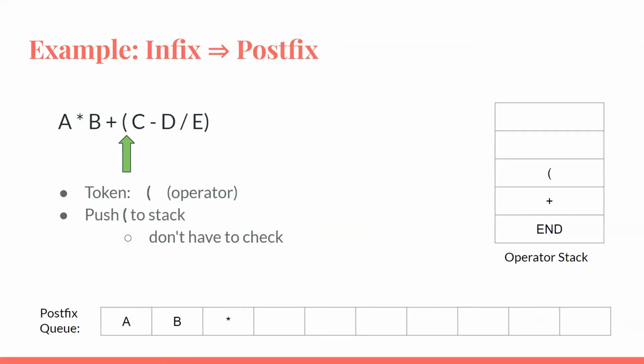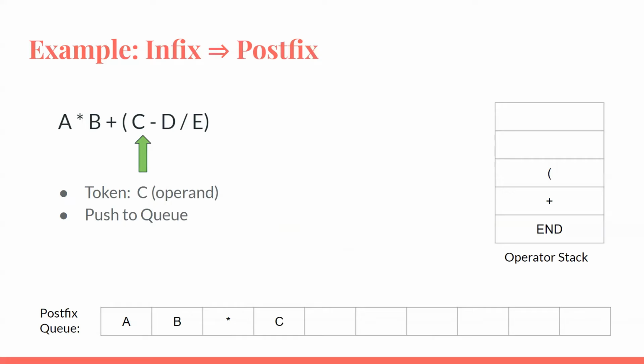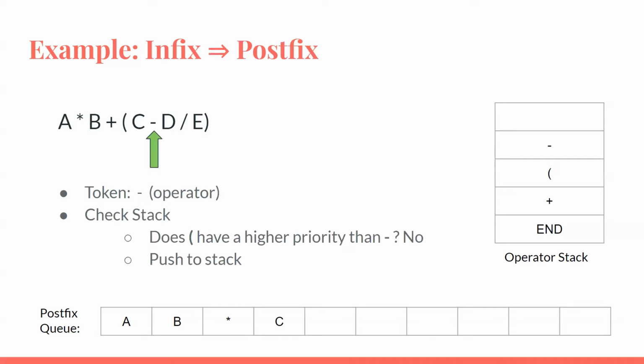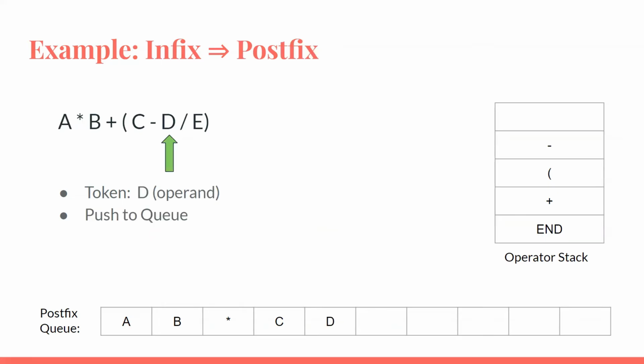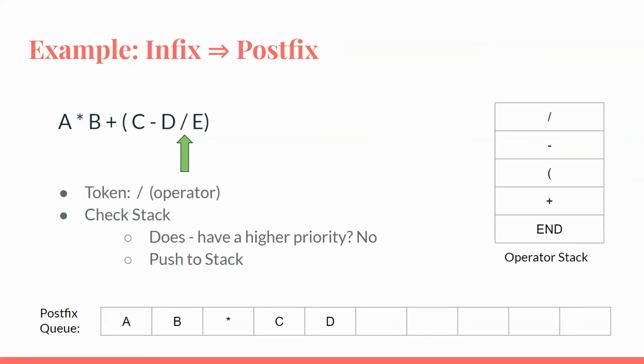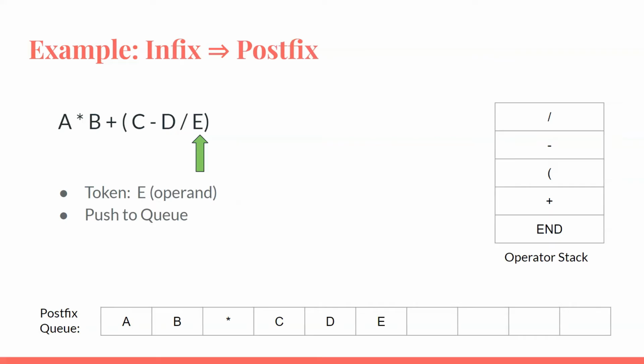When you see an open parentheses, immediately just put it onto the stack. Don't worry about it. C, into the queue. Minus sign. Does the open parentheses have a higher priority than the minus sign? No. In this case, open parentheses has an extremely low priority. So minus sign has priority over that. D, push it to the queue. Division sign. Does the minus sign have a higher priority than the division sign? In this case, no. So we're just going to push it onto the stack normally. We're going to see an E, right? Push it onto the queue.